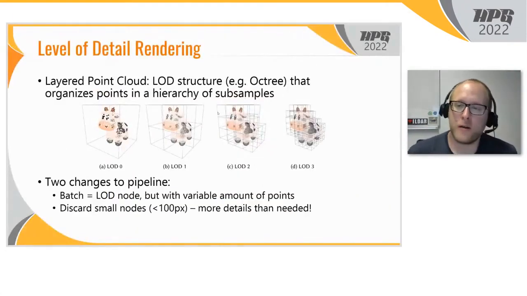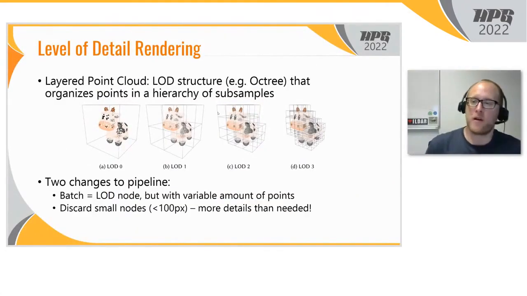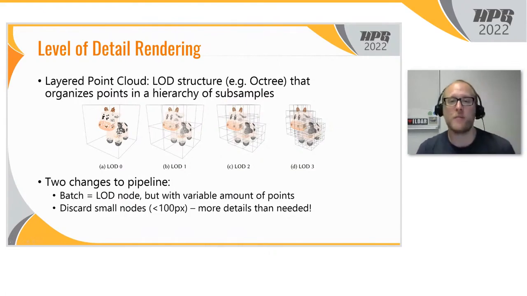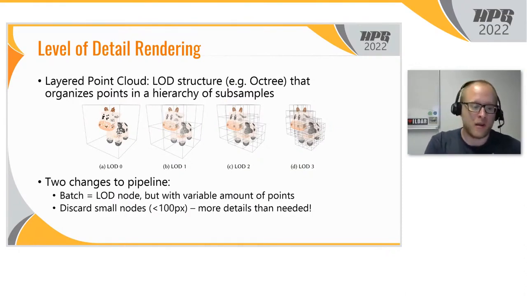In order to make this level of detail structure work with our software rasterizer, we just need to make 2 changes to the pipeline. First of all, we simply treat each level of detail node as a batch, and a batch with a variable amount of points. Previously, I said that each batch has about 10,000 points. Now it's closer to about 1,000 to 50,000 points. Doesn't really matter. And the other change is that we discard small nodes, so nodes that are smaller than about 100 pixels. Because these octree nodes contain more detail than we actually need, we discard them to save some performance.